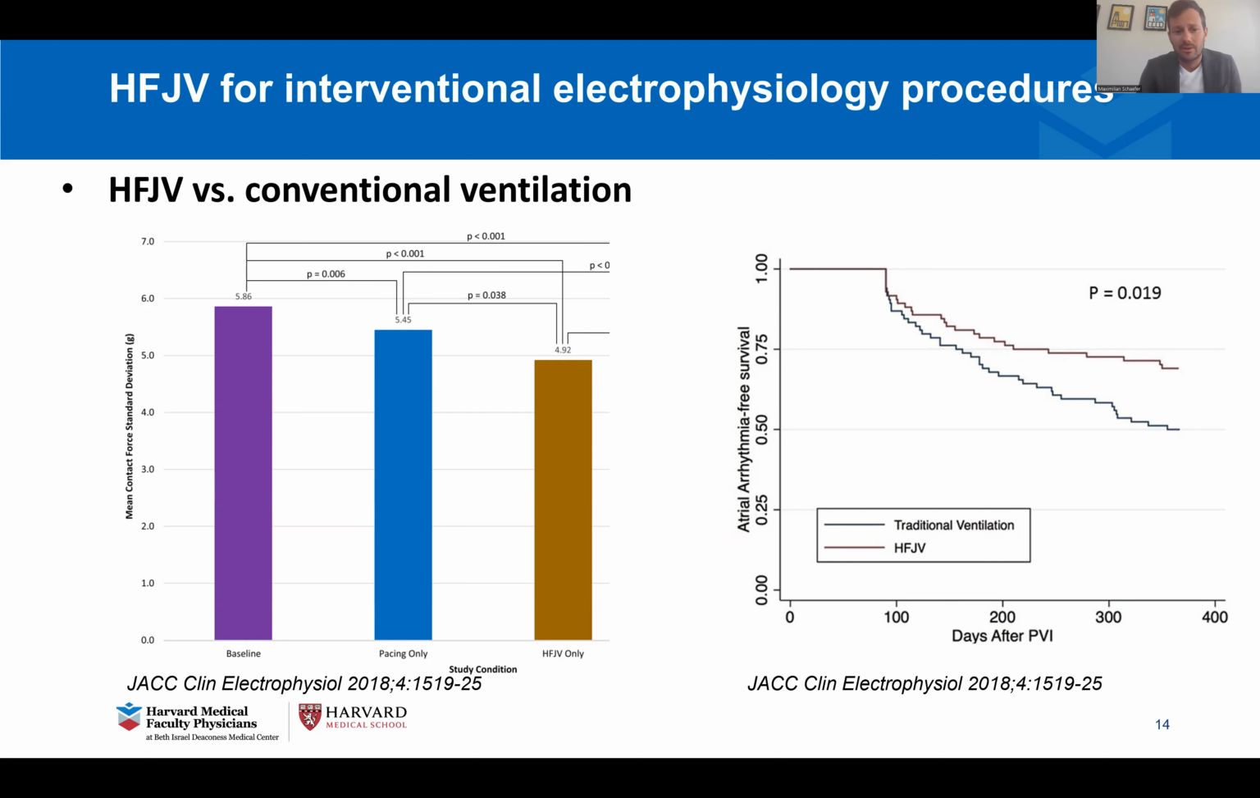And you can see that if you use high frequency jet ventilation, the contact force was severely reduced, which is better. And on the right side, you can also see that with high frequency jet ventilation, the recurrence rates, the arrhythmia-free survival rates were much higher. And so there is some clinical benefit to this, and I think it's quite substantial that we, as anesthesiologists, just by choosing a different procedure for mechanical ventilation, can contribute to the success rates just through improving the conditions in doing that procedure.